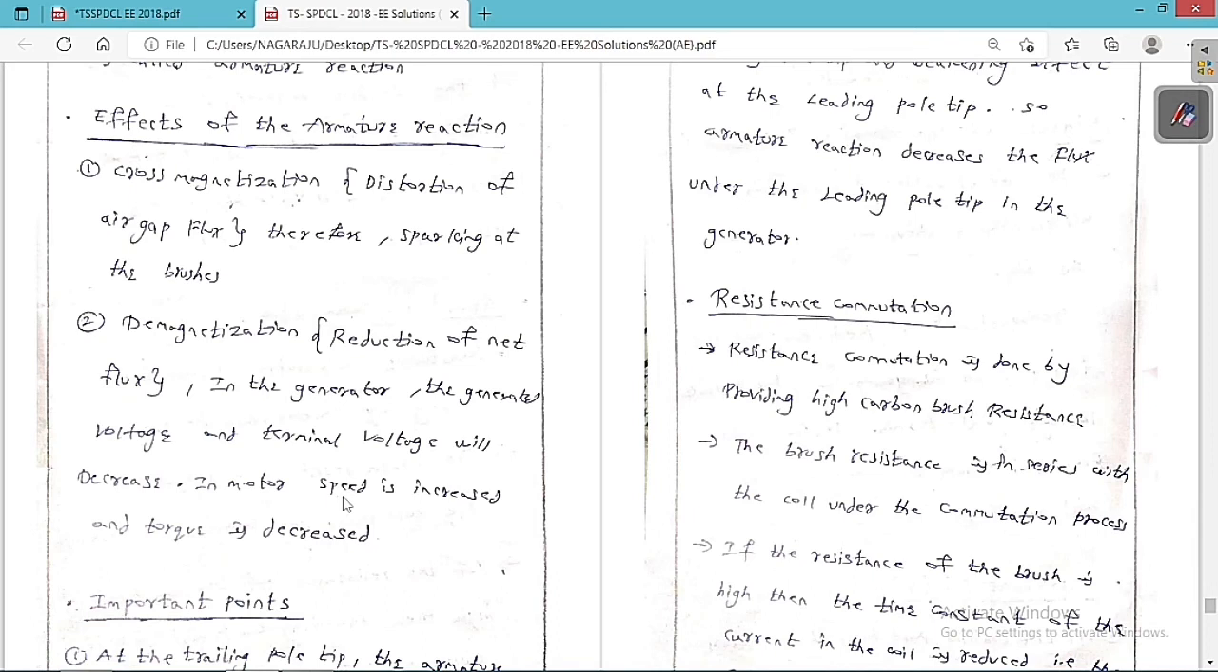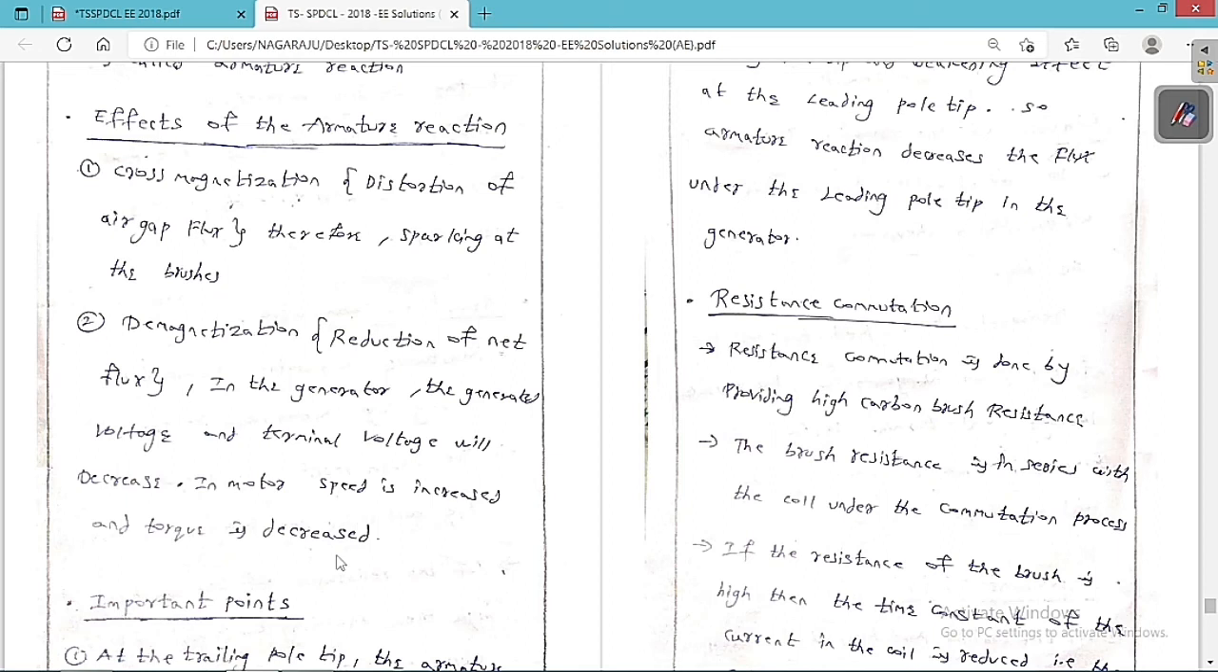So in the generator, the generated voltage will decrease, and therefore the terminal voltage will decrease. Similarly in the motor, the speed will increase because as the flux decreases, the speed increases, and as the flux decreases, the torque also decreases. This is a very important point. So the effects of armature reaction are cross magnetization and demagnetization. With cross magnetization there is a distortion of the air gap flux, so if you keep the brushes at the GNA, sparking will definitely occur, because the MNA is moved by a small amount with respect to the GNA.